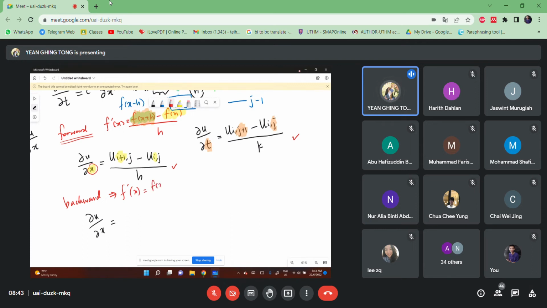Is it Fx minus F minus H divided by H? So here it will become, if Fx is Uij, then X minus H means the previous one. So this is H. And if del U del T, that means it will be Uij minus Uij minus 1. And this is K. Okay or not, class?